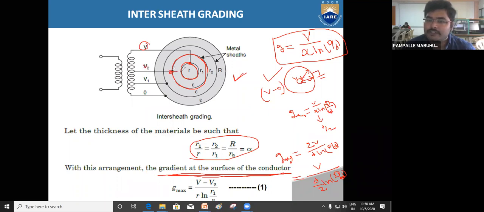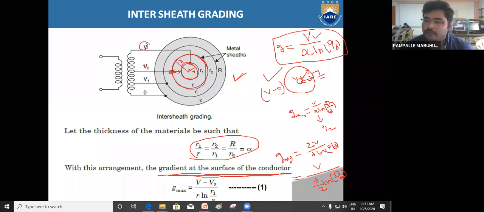Now what is the potential difference between these two layers? So for the inner layer we'll be having V minus V2 as the potential difference. So in place of V you have to write V minus V2. So G max is equal to V minus V2 by small r ln R1 by R. In place of D, here we are going to use radius. So this radius is R1 and this radius is R. So here we will be having r into ln R1 by R.